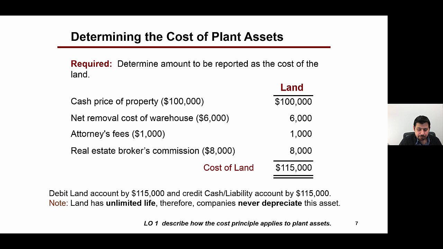Here, the company will not depreciate the cost of land because the land has an indefinite or unlimited lifetime.